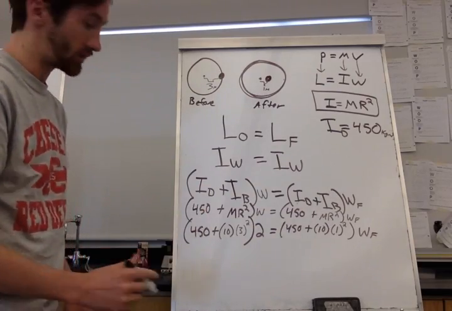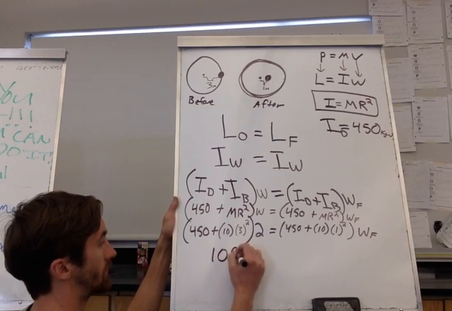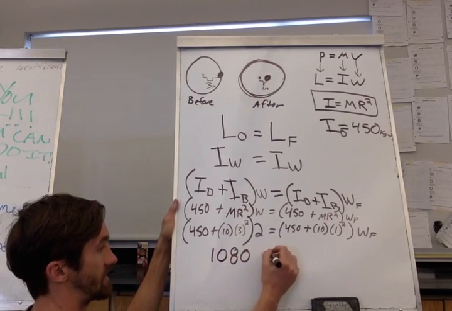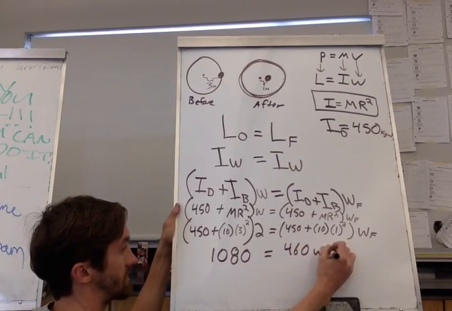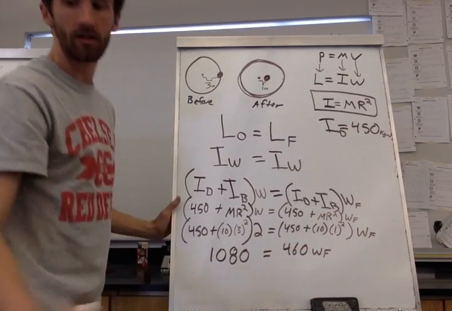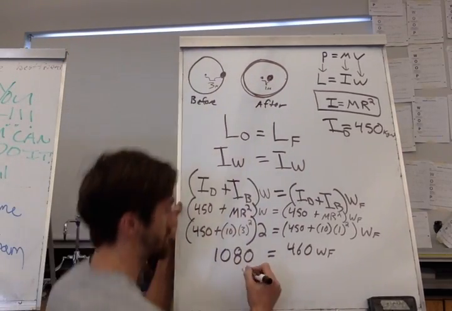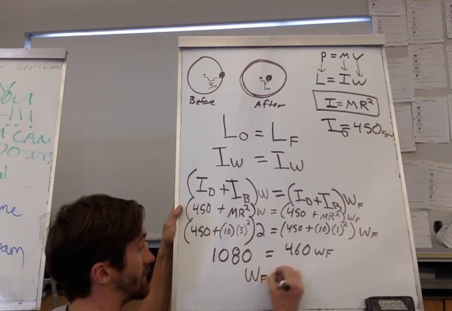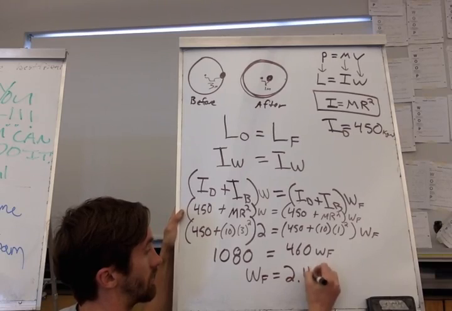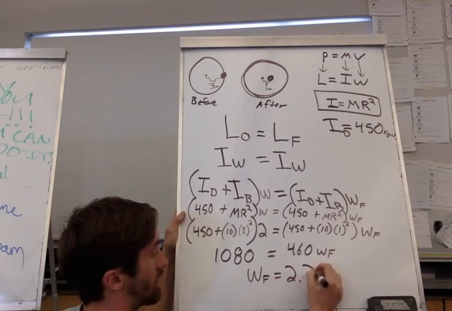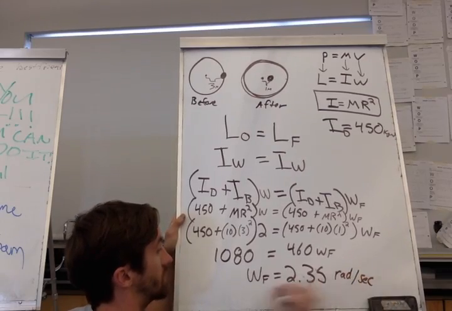So if we plug our numbers in here, this is going to give us 1,080 equal to 460 times the final velocity. And when we divide both sides by 460, what we're going to find is that the final angular velocity is 2.35 radians per second.